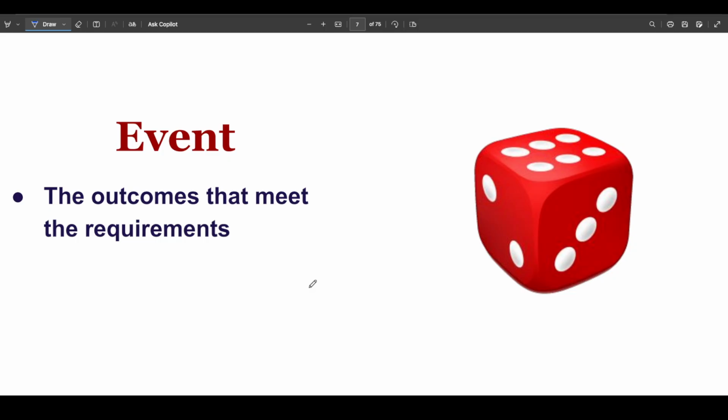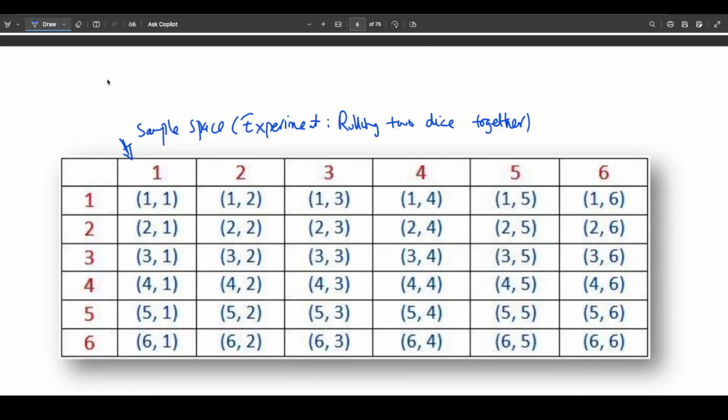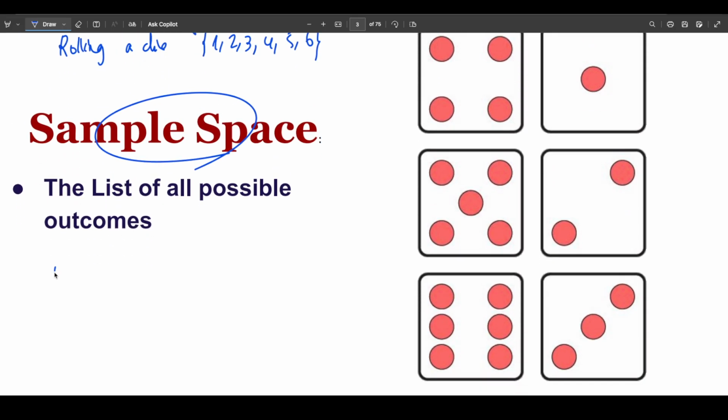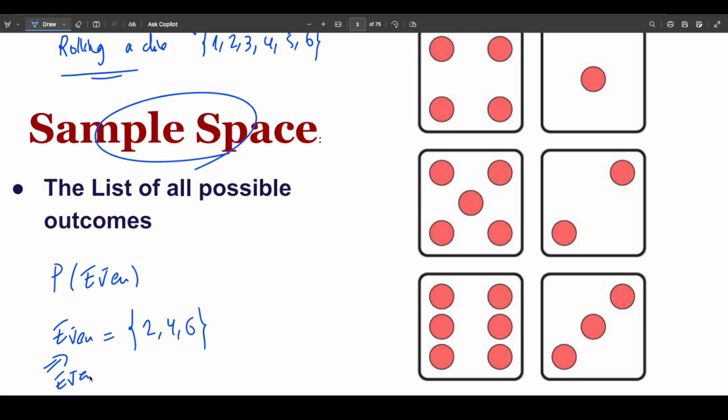What is an event? Let's say that this is my question. Let's come back to the previous case. Can you tell me what is the probability of having an even number in rolling a die once? I'm rolling a die only one time. What are the possible cases for an even number? It's 2, 4, and 6. So this is your event, we can call it event A. Event A is all the possible cases which give you an even number: 2, 4, and 6.